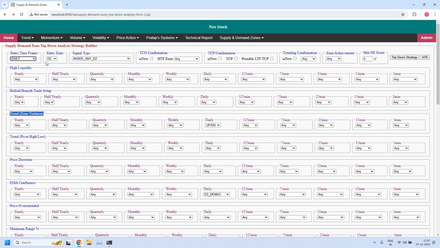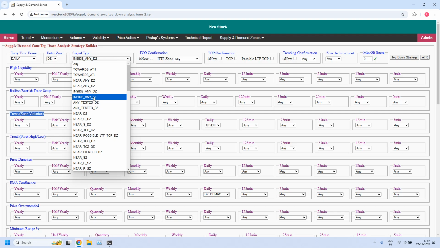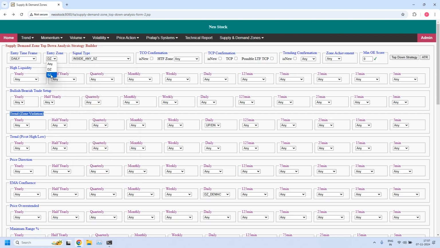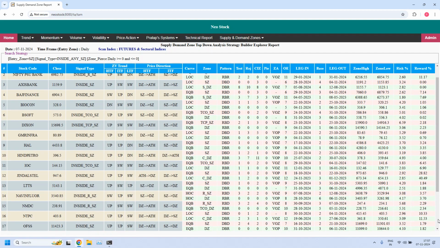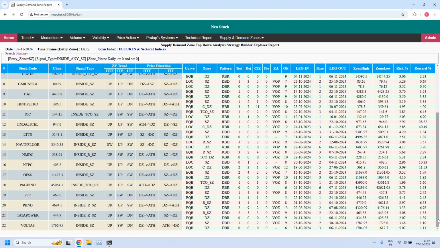Next, for daily time frame, let's find the stocks where price closed inside daily supply zones. Time being, I am not setting any of these filters. Only pierced zones we are eliminating. So these are the first 15 stocks. I am scrolling the list down. So total 22 stocks are filtered. Currently price closed inside the supply zones. These 22 supply zones, price is closed.